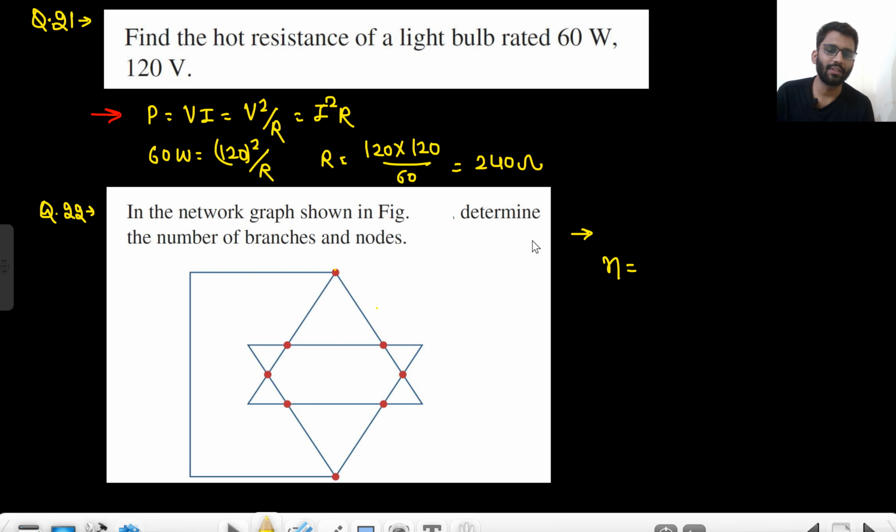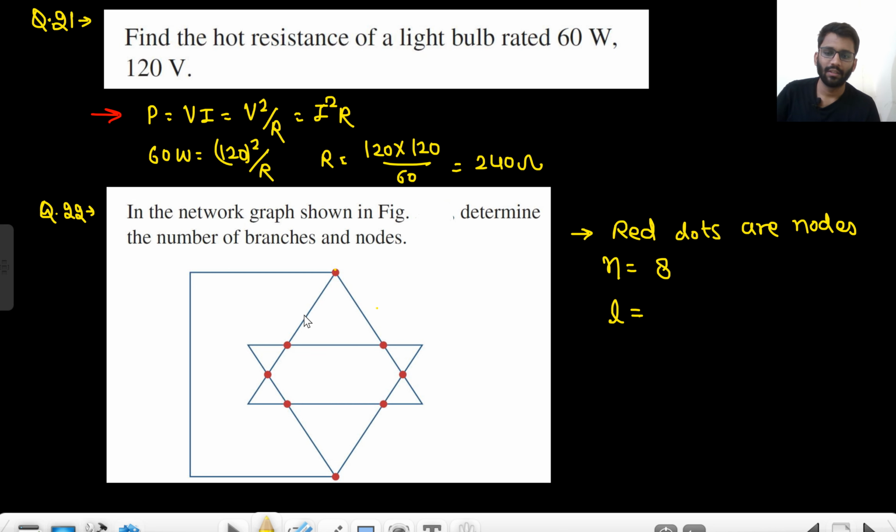In the question it should be mentioned that red dots are nodes only. It should be given. So if these red dots are nodes only, then 1, 2, 3, 4, 5, 6, 7, 8. 8 nodes are there. Now tell me the number of branches.